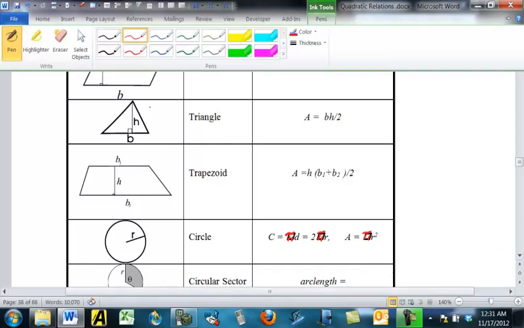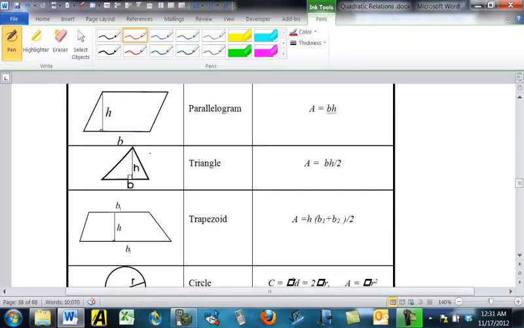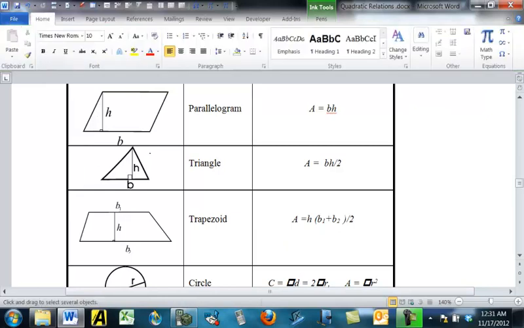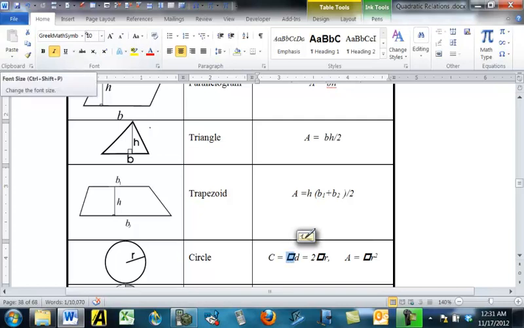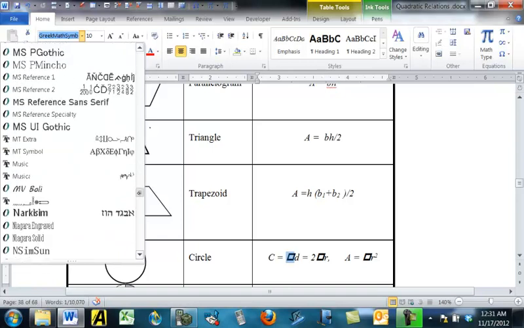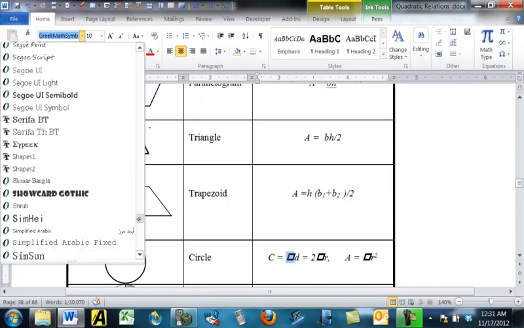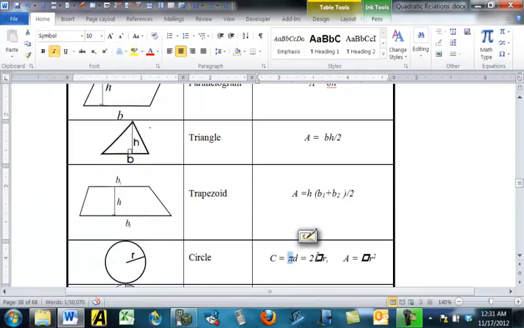Actually, let me just do that. It'll take me just a second to make that look right. That should be, let me just go with the symbol font here. And there we go. And let me just copy that, paste it over. So that's pi. And the area is pi r squared.